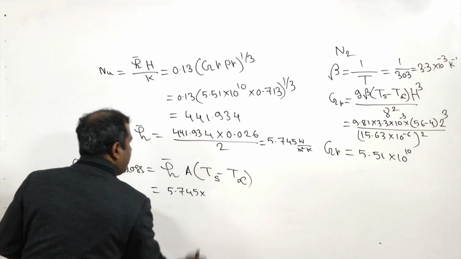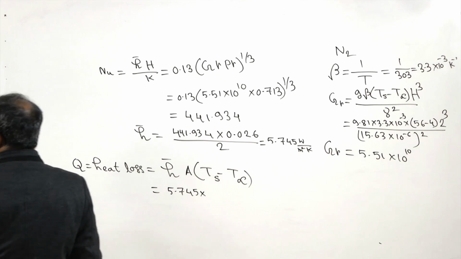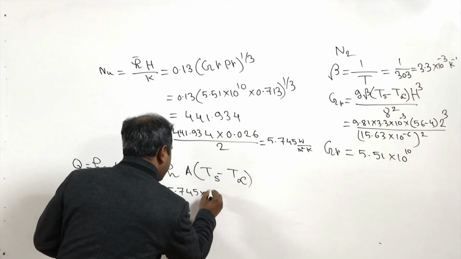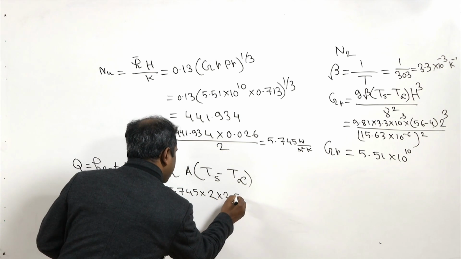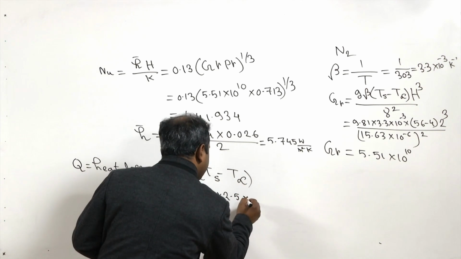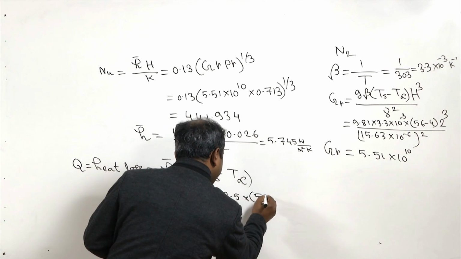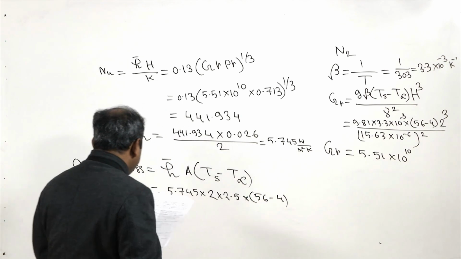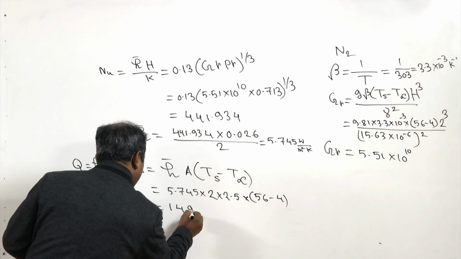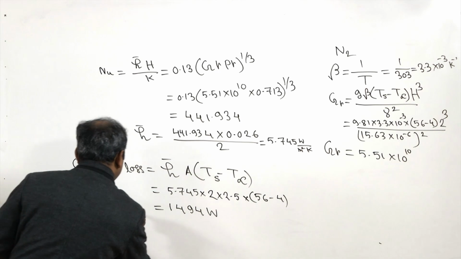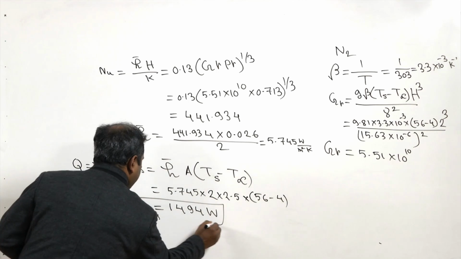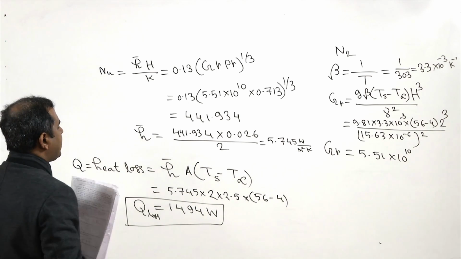So, this is nothing but 5.745 into area, which is nothing but your height and width. So, height is 2, and width is 2.5 meter, a 2.5 meter wide plate. So, this into Ts minus T infinity, which is 56 minus 4. Okay. So, if you calculate this, overall heat loss becomes 1494 watt. This is my heat loss Q. Heat loss Q, the final answer, comes out to be 1494 watt.